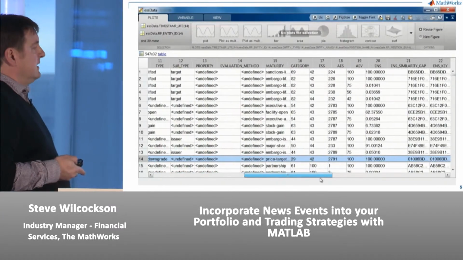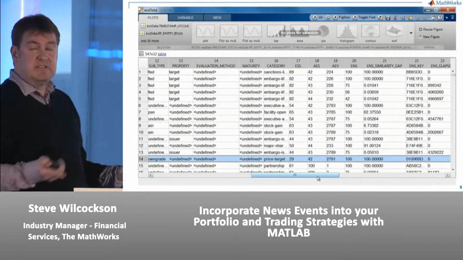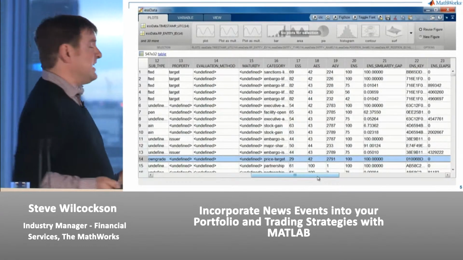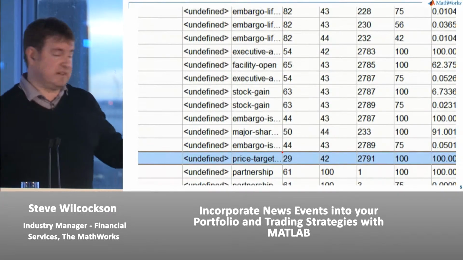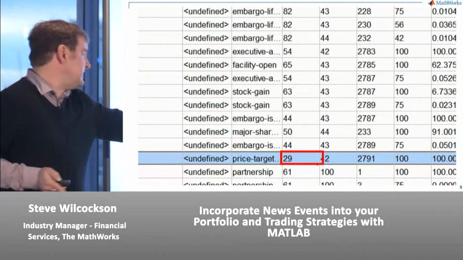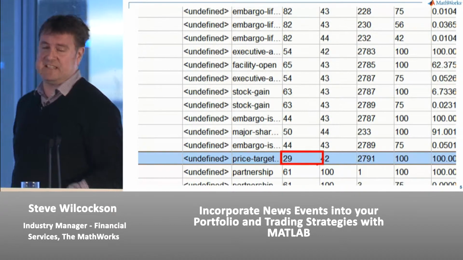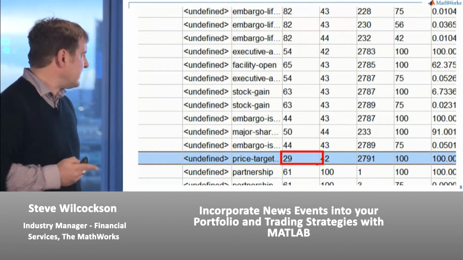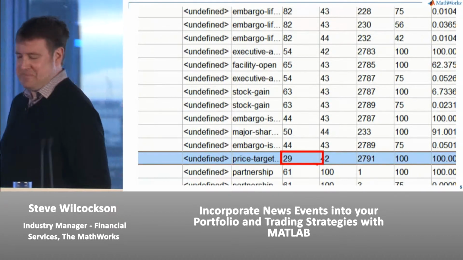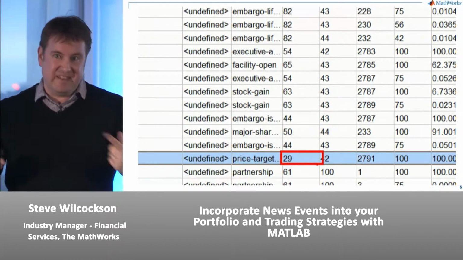OK? So the next bit is using the pre-generated factors that RavenPack have kindly given us as part of their offering. In this case, they've given us the level of sentiment around this. It's mostly negative, 29.